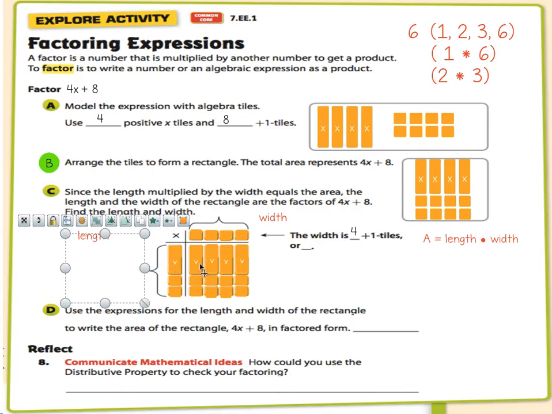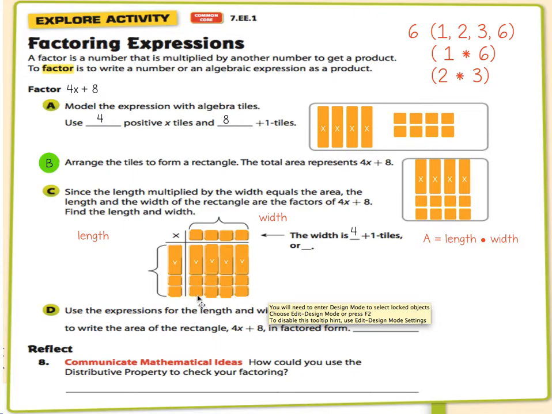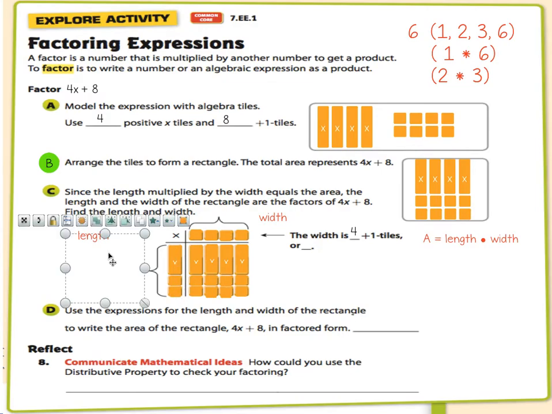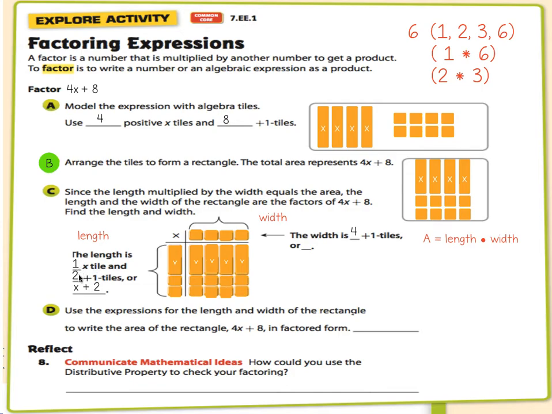The length, going down, because remember the width is just across, and here's the width right here. No, the width isn't 4 x's, because the width from here to here is the same as from here to here. That's the width that we're looking at. Now we're looking at the length. The length is 1x plus 2 ones, because we have 1 x tile and another 2 single tiles, so the length would be x plus 2.